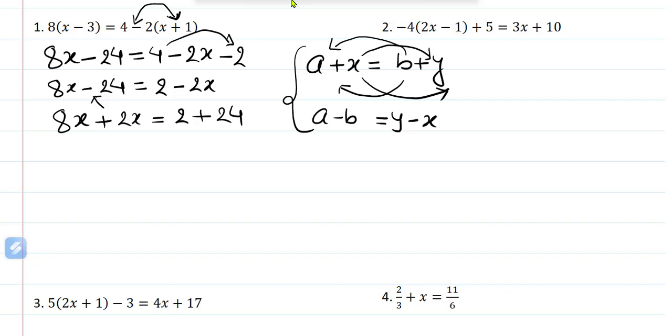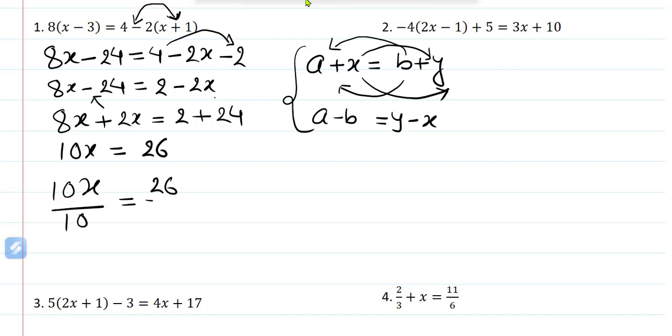So here minus 2x is shifted to the right side, that is plus 2x. Minus 24 goes to the left side, that's why this is plus 24. So here you add, it's 10x and then that is 26, the value of x. Now simply you can say this is divided by 10. So 26 divided by 10.